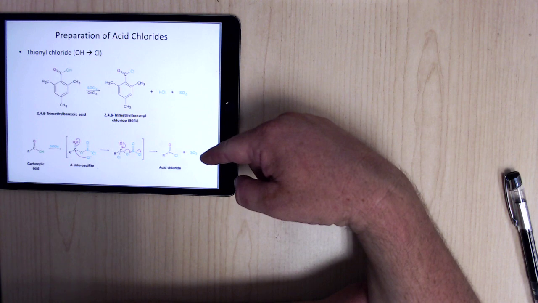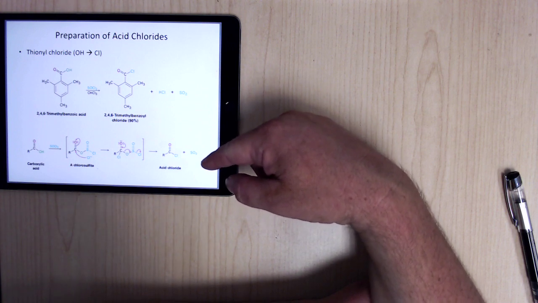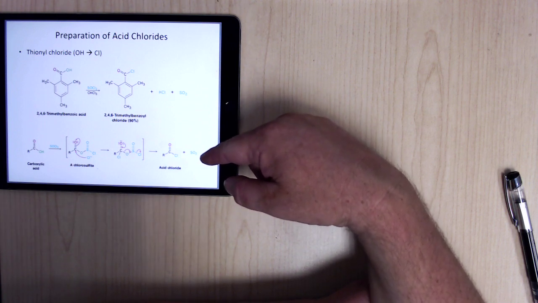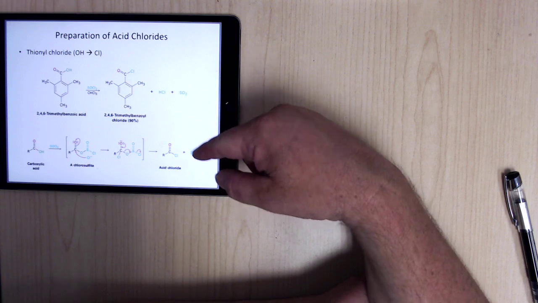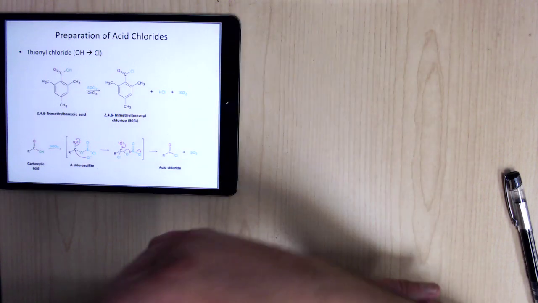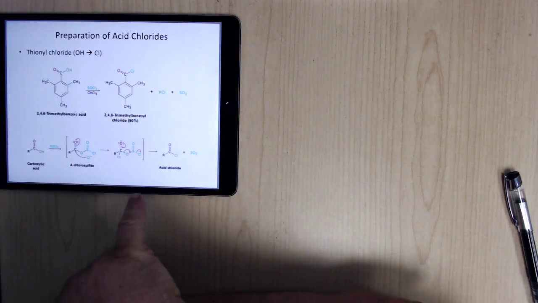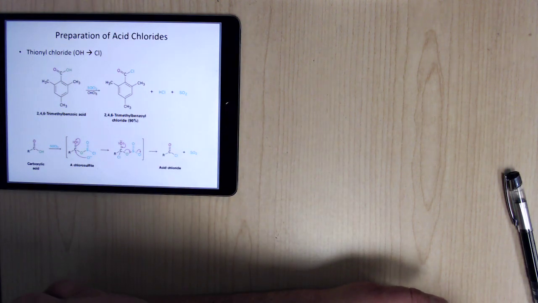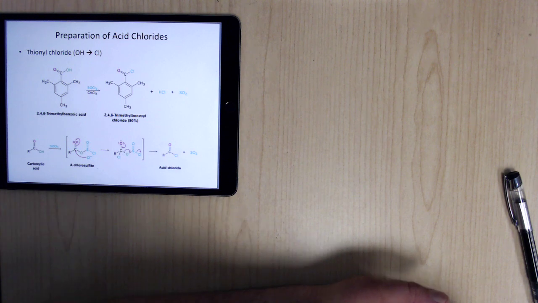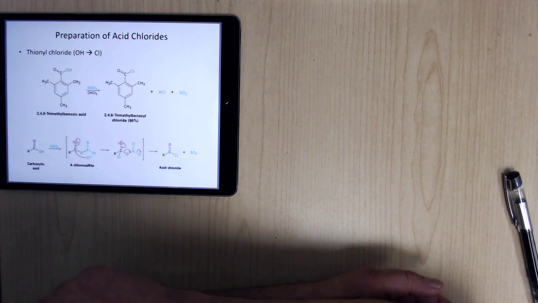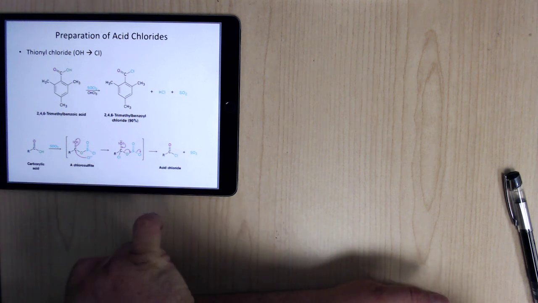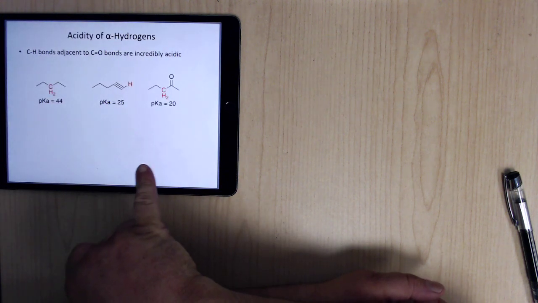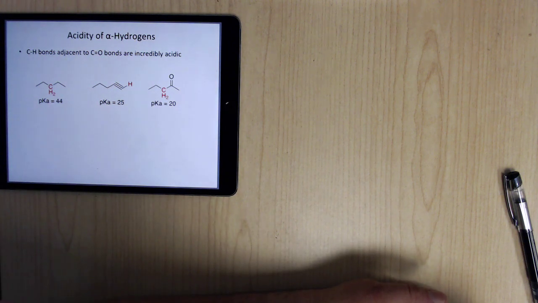So it stinks to high heaven. It smells like rotten eggs, or burning brimstone, I guess technically. It doesn't smell good, but this is a gas, and so it bubbles away, and that helps drive the reaction forward. These are still going to be very reactive, and it's kind of hard to store them, so you generally make them as you need them. But thionyl chloride is a nice molecule to use. Okay, so that was chapter 17.